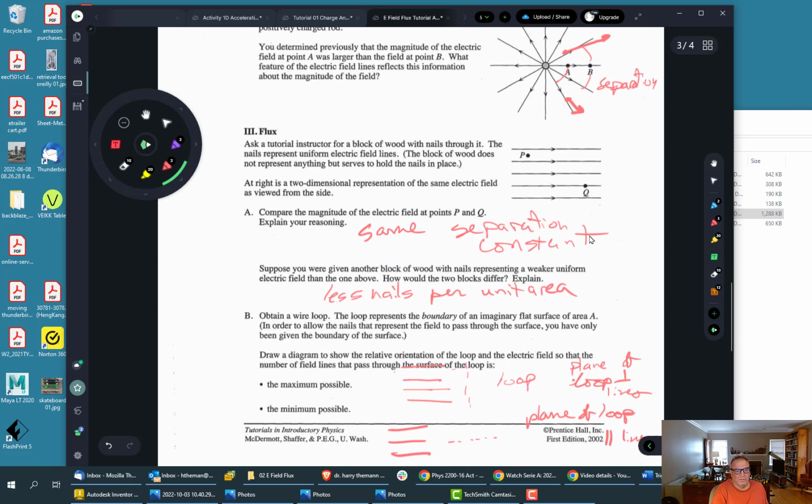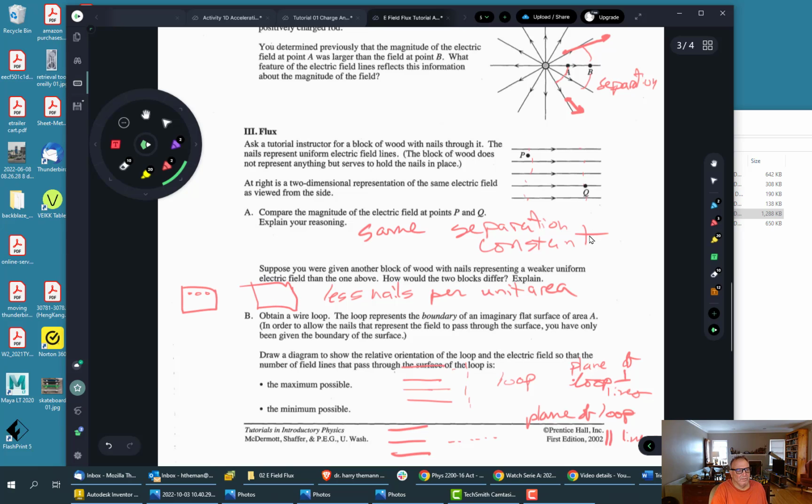Here, we don't see any source, and that just shows you we don't need to know what the source is. We just know that the spacing here is the same as the spacing there, so the field at both points is equal. Okay, if I have a block of nails, let's say I have two equal sized blocks.